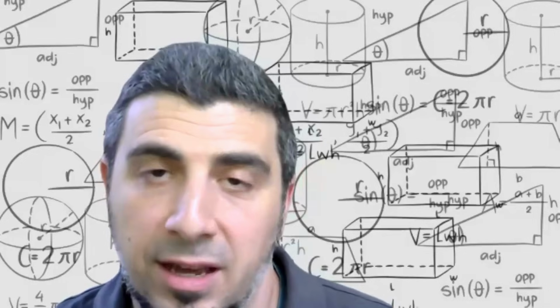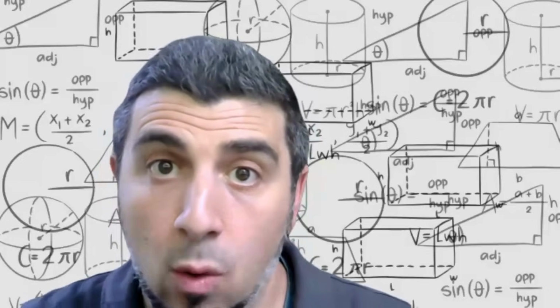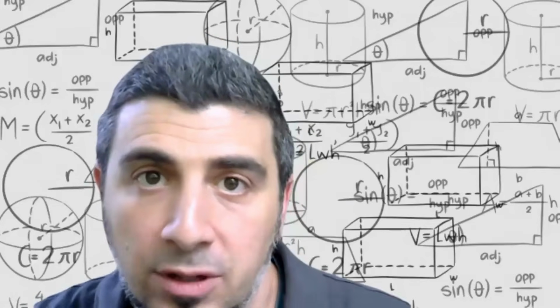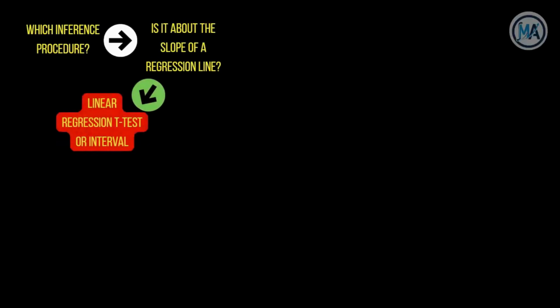The hardest part of the AP exam isn't the math, it's the logic, and knowing which inference procedure to choose is critical. I'm going to show you a proven method for how to pick which inference procedure. First thing you want to do is ask yourself, is it about the slope of a regression line? If it is, then you know it's going to be a linear regression t-test or t-interval.